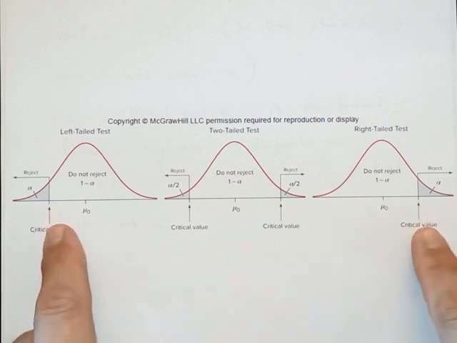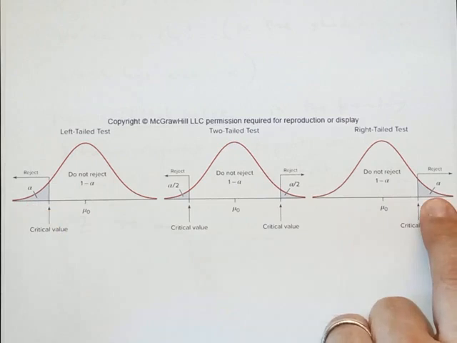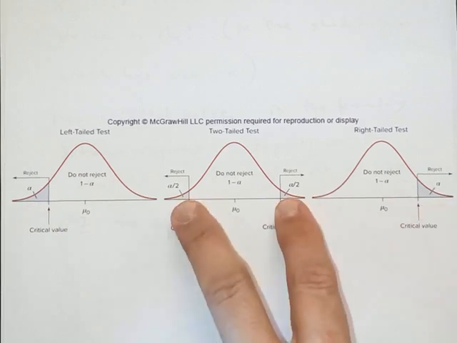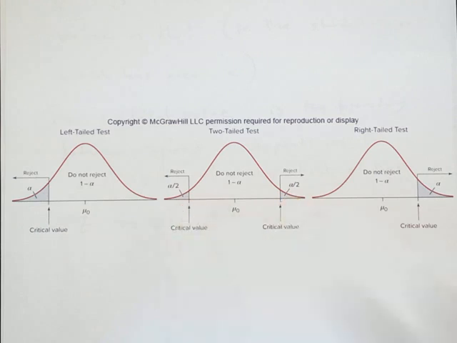The critical values for one tail tests are smaller numbers than the critical values for two tail tests, because it's the same area in here as in here, as in both of these put together. So two tail tests are more difficult to reject. You have to be further away.